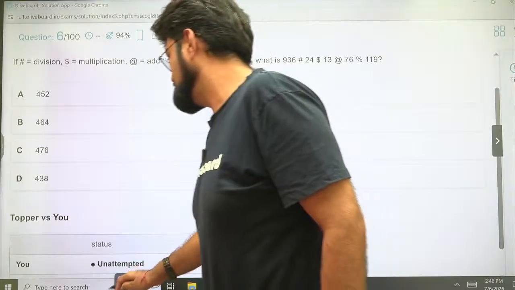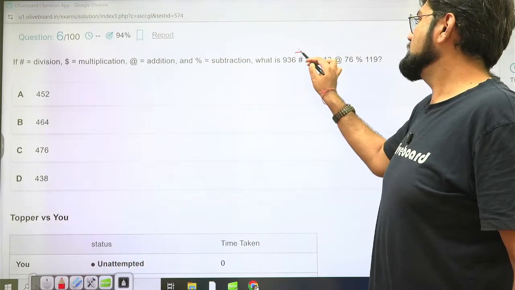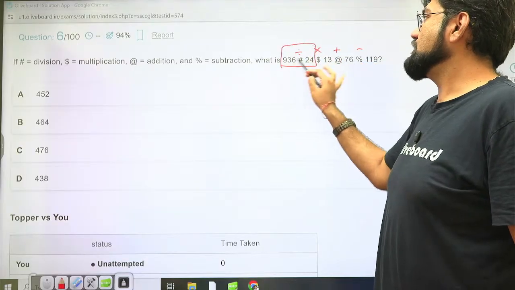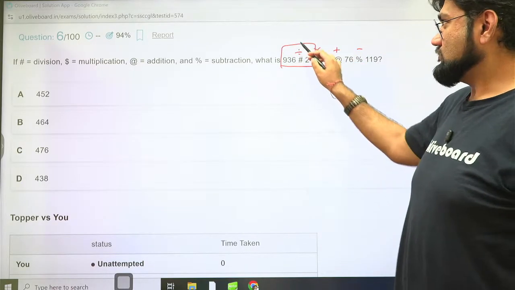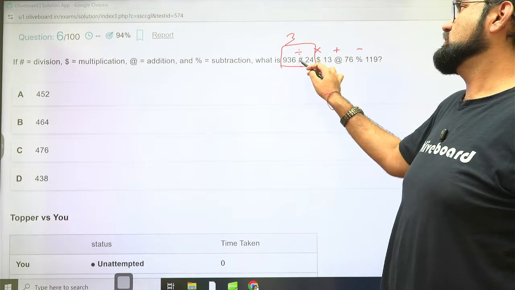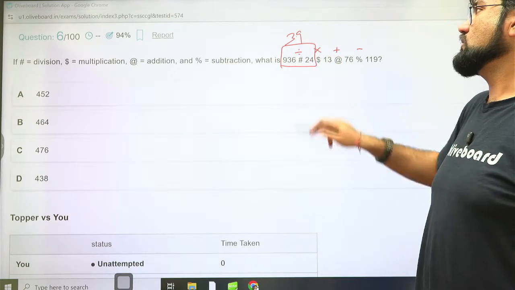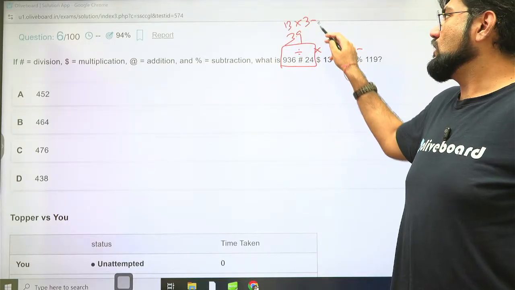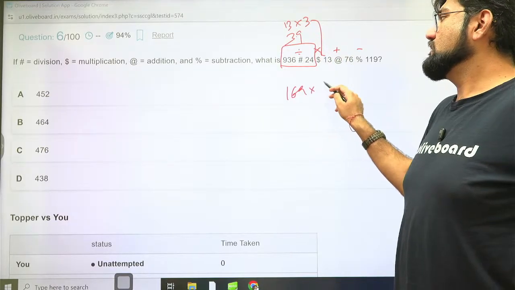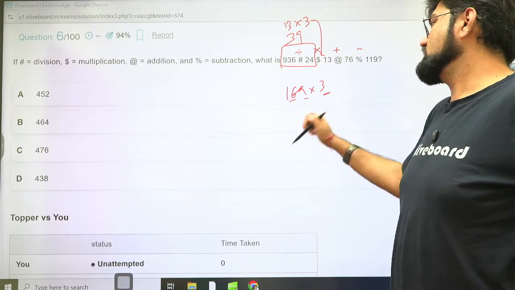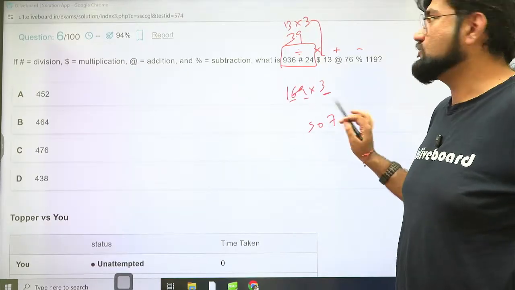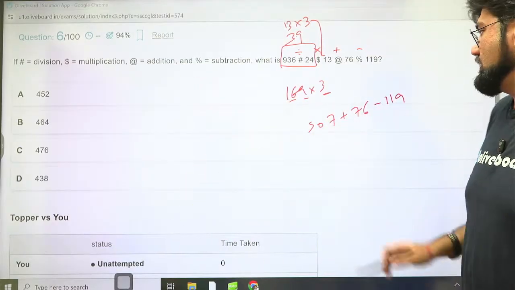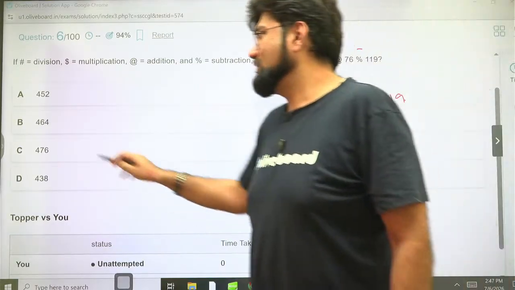Okay. If hash is division, dollar is multiplication, at the rate is addition and percent is subtraction, what is the answer here? 936 divided by 24. So 24 into 3 is 72, 24 into 9 is 216. 39 into 13. Don't solve it completely. What you can do here is, 39 is 13 into 3, right? So now it will become easy. 13 into 13 is 169, into 3. So this is 480 and this is 27. So this is 507. Everything will become verbal if you are very smart here. 507 plus 76 minus 119. Look at the options. They are all different in the unit digit. 7 plus 6, 13, minus 9 is 4, which is option B.